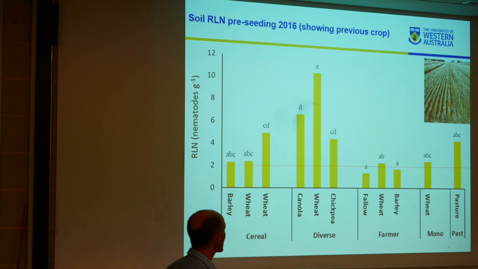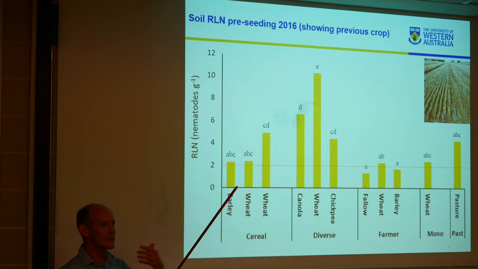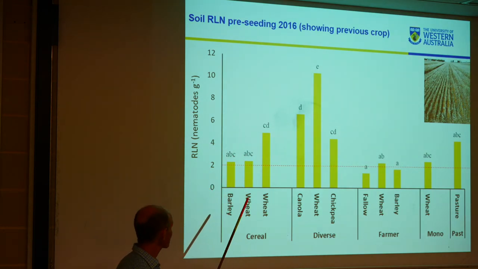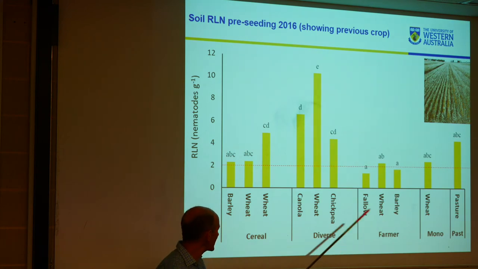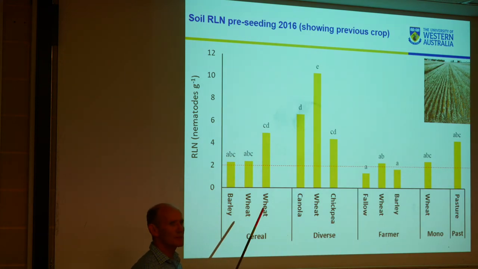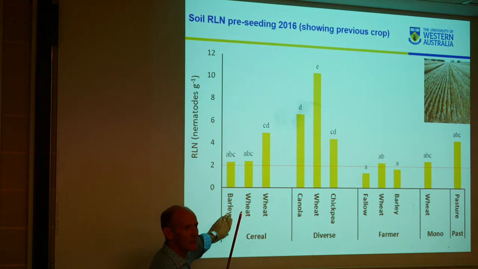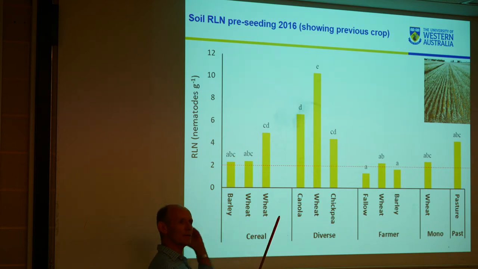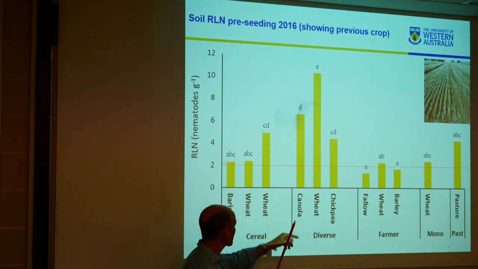So just starting off there with the preceding, so that we sampled before seeding the 2016 crop. It was done in March 2016. And I've got the root lesion nematode levels up here. These are the rotation, cereal, diverse, farmer, monoculture, and these are the three crops in that rotation. But remember, this is March 2016, so the crops I'm showing here are actually the stubble from last year.